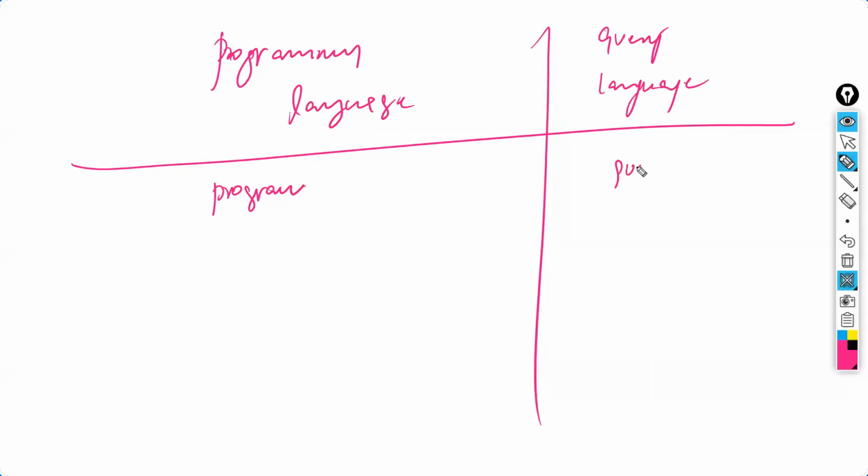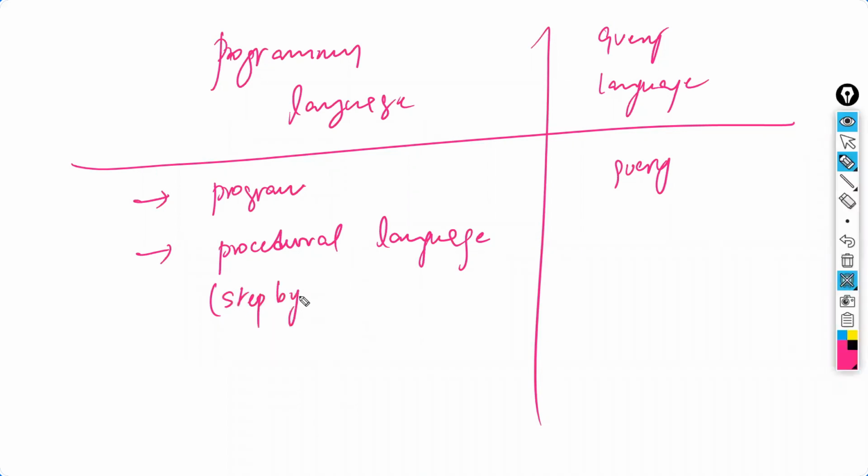And here we have to write the query. This is the first one. Second one, any programming language is called a procedural language, where you have to mention the procedure. Step-by-step procedure, what you have to do, you have to write in the program clearly. In the procedural language, we have to write the step-by-step procedure.